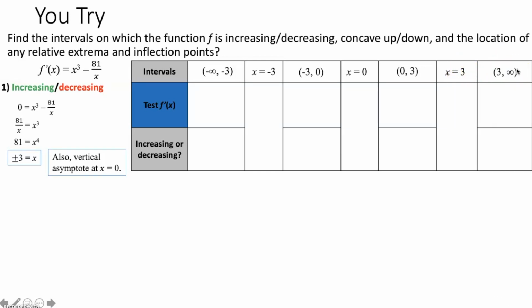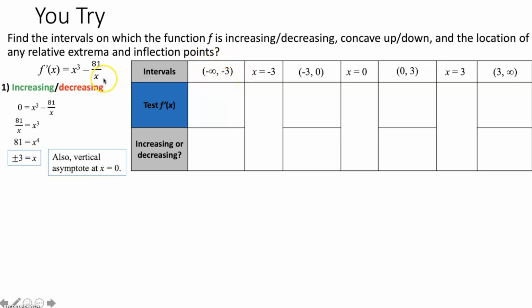Now again, to determine where our function is increasing or decreasing, we're going to pick test x values on each of these intervals and plug them into our first derivative and determine whether we get a positive or negative number out. That'll show us where the function is increasing or decreasing. So let's start with our first interval here. We're going to pick a test x value on this given interval.